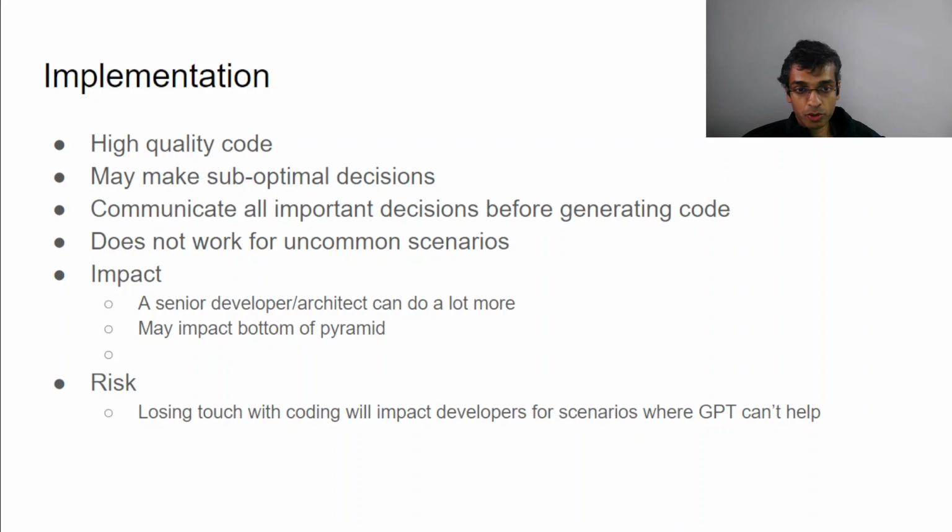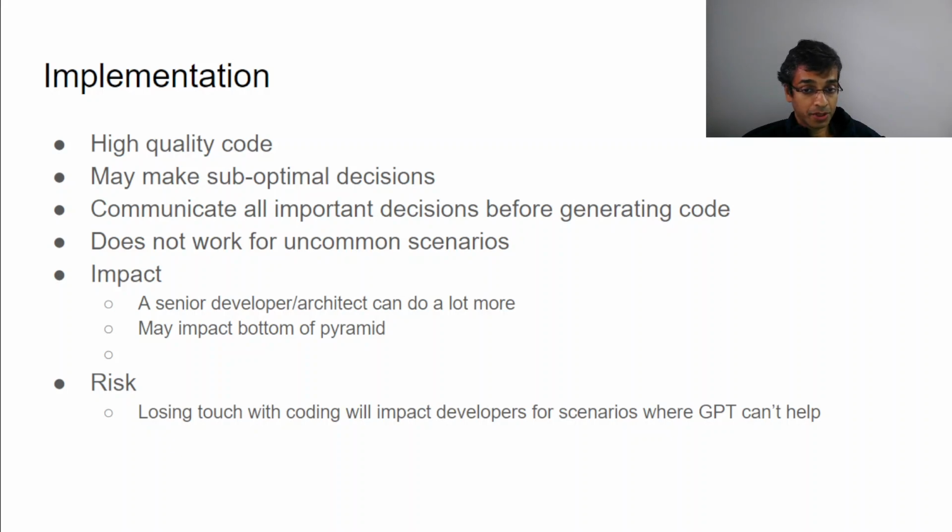Implementation, the code quality was good. It does make suboptimal decisions at times, and you have to communicate all important decisions before generating code. Of course, you can iterate and generate different versions of it. It doesn't work for really uncommon scenarios. That's what I've tried with a few of the things. But this is a very, very good impact.